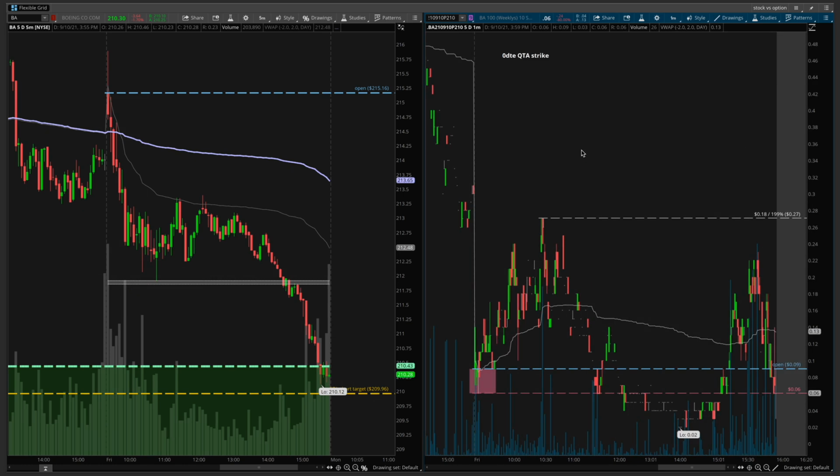Moving right along, this is using the Quant Trading app as the strike. So in other words, the strike selection here would be the 210. This is the 0-day option. 210 because the Quant Trading app target was 209.96, so just rounded it to 210.